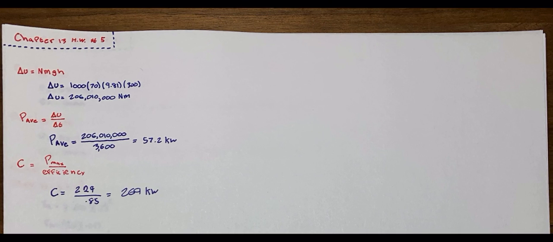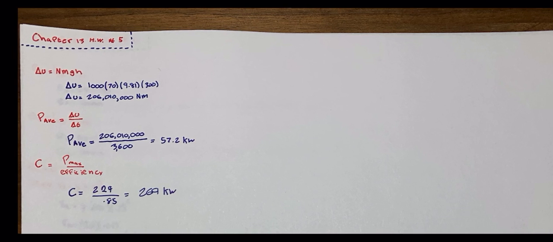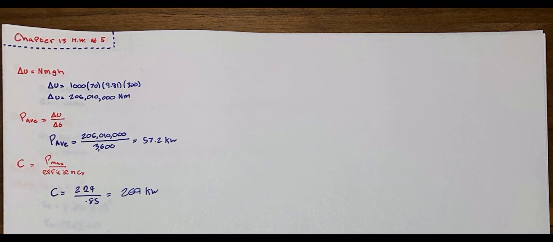Number 5. There's a chairlift going up, like a ski lift going up a mountain. We know that it needs to transport 1,000 skiers per hour. Average speed of the lift is 75 meters per minute.